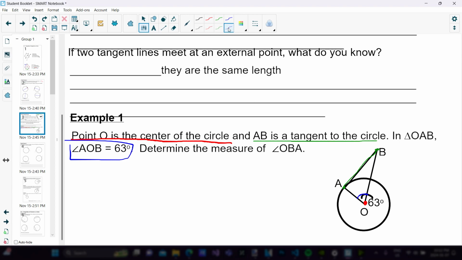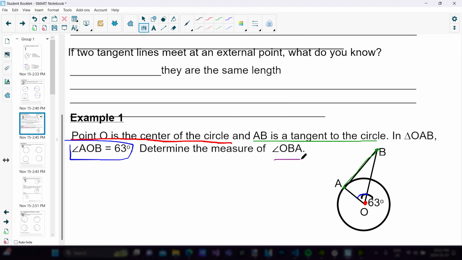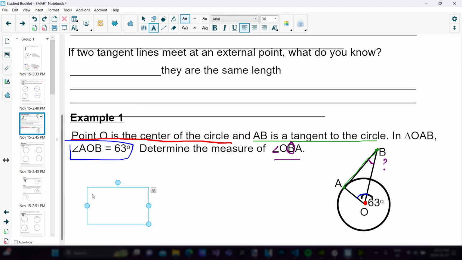Determine the measure of angle OBA. So that little symbol means angle. OBA. So the middle letter is where the angle is. So it's not at O, it's not at A, it's right at B. So that angle right there. What is the measure of that angle? Well, hopefully you guys know that in every triangle, there's 180 degrees between all the three angles.